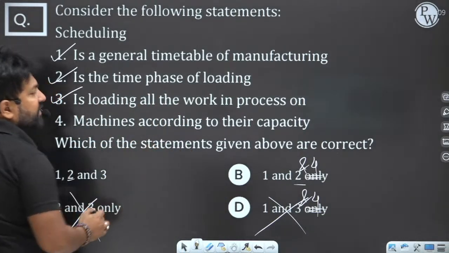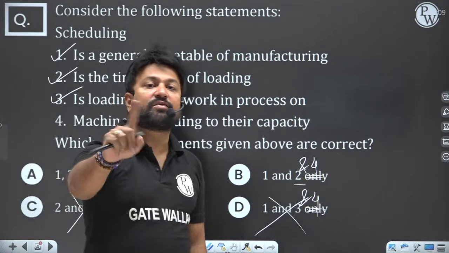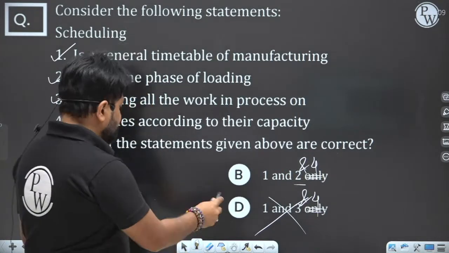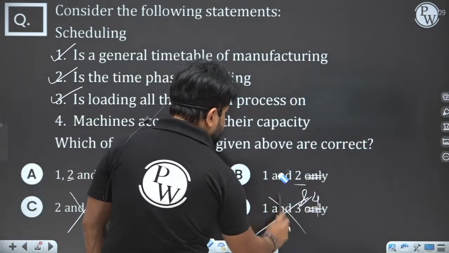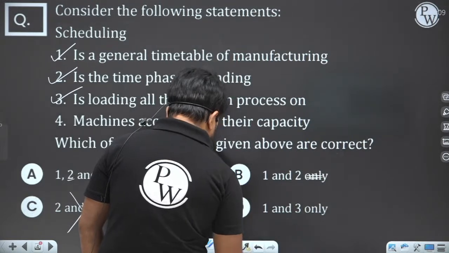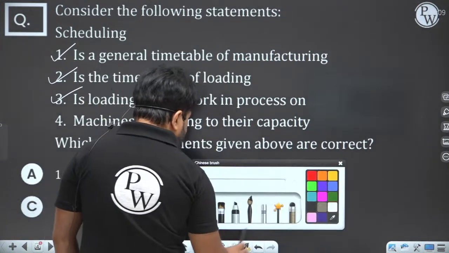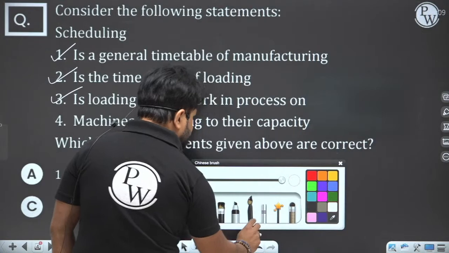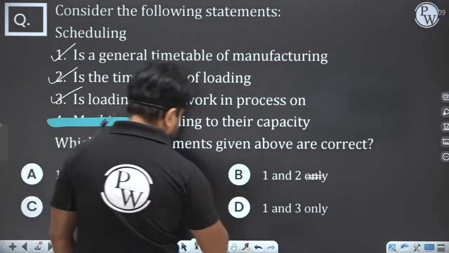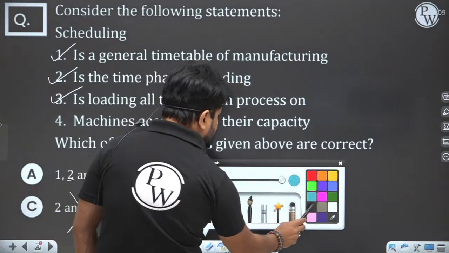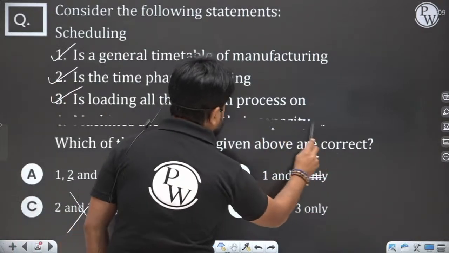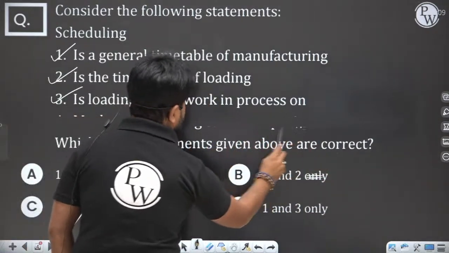Machine according to their capacity. My dear, machine according to the capacity, if it is making any doubt, okay, what I'm going to do, I'm going to remove this statement. Maybe it may create some doubt. I will remove this thing.